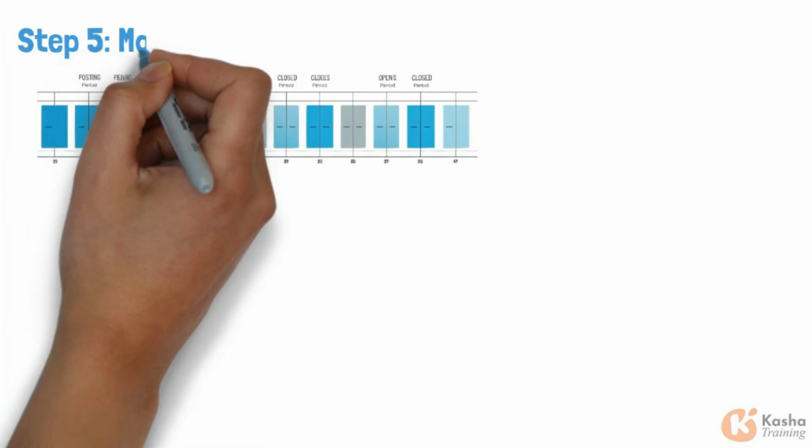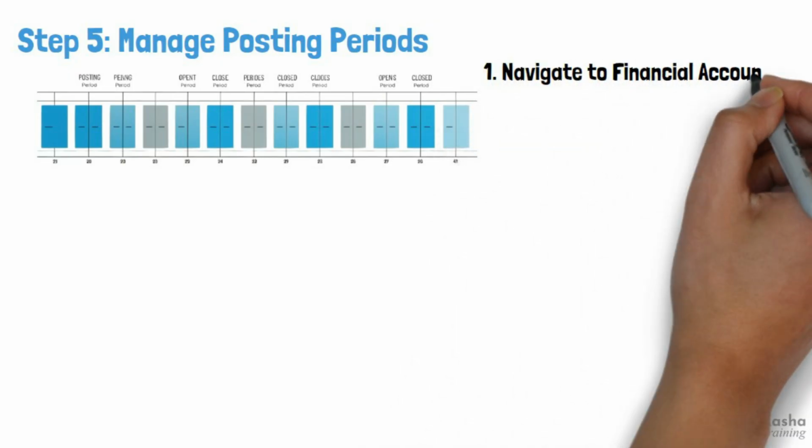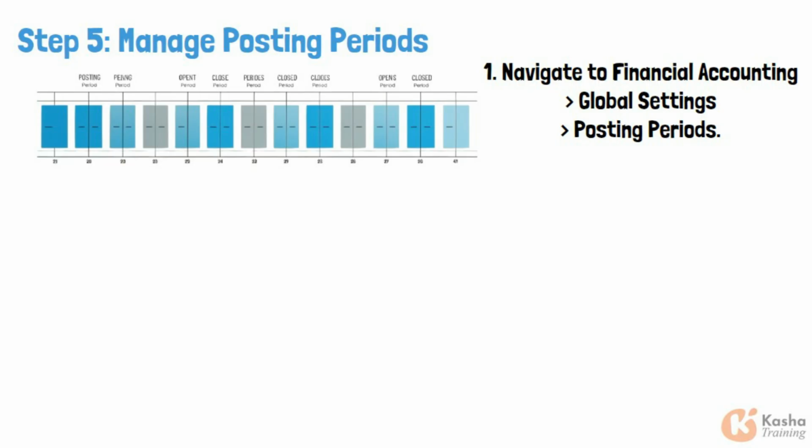Step 5. Manage Posting Periods. Posting periods control when transactions can be recorded in the system. 1. Navigate to Financial Accounting, Global Settings, Posting Periods. 2. Set up open and close periods for each accounting period based on your organization's needs.